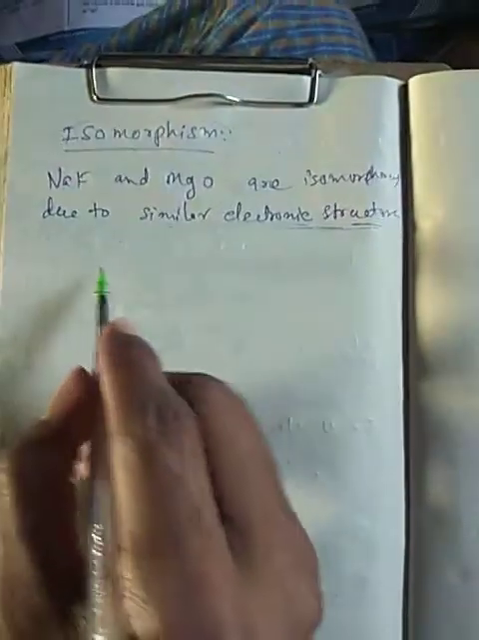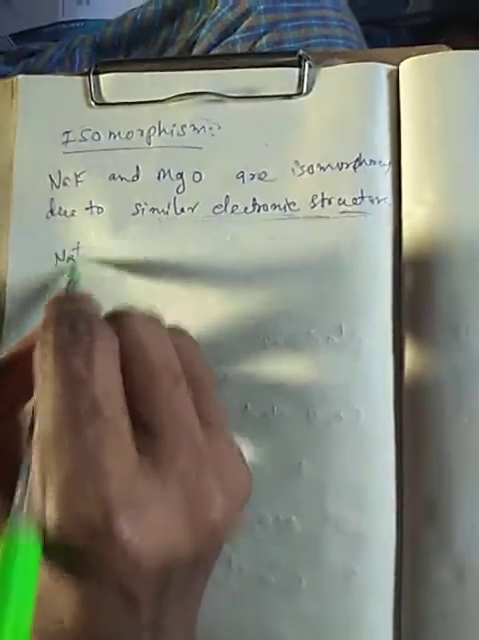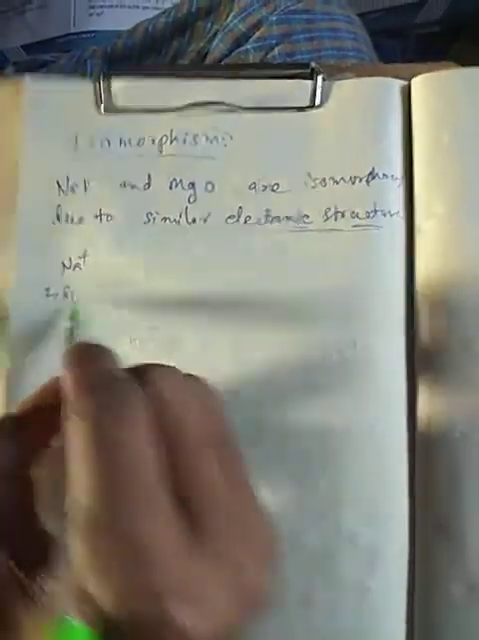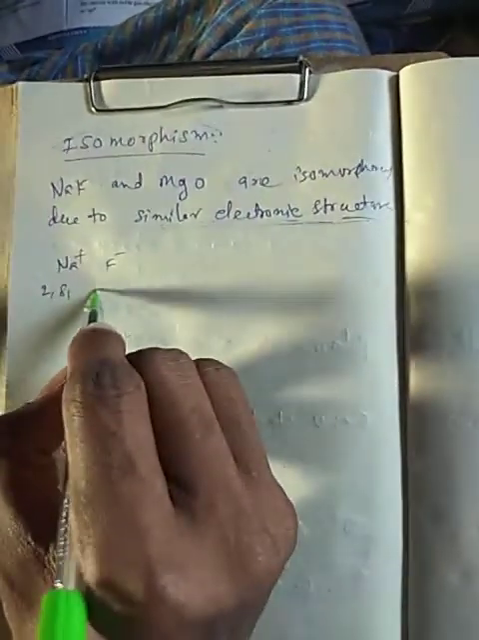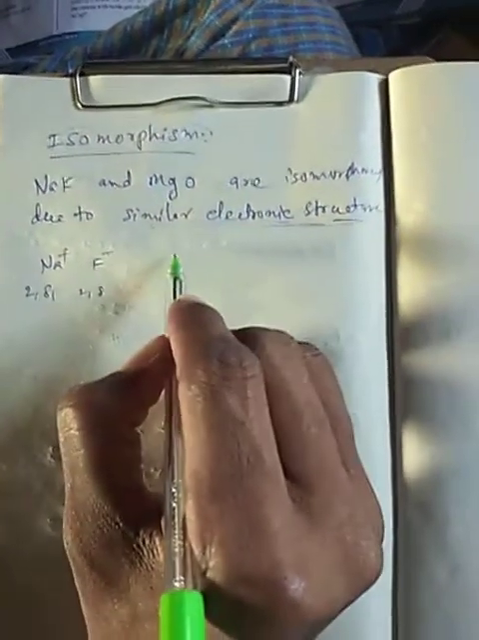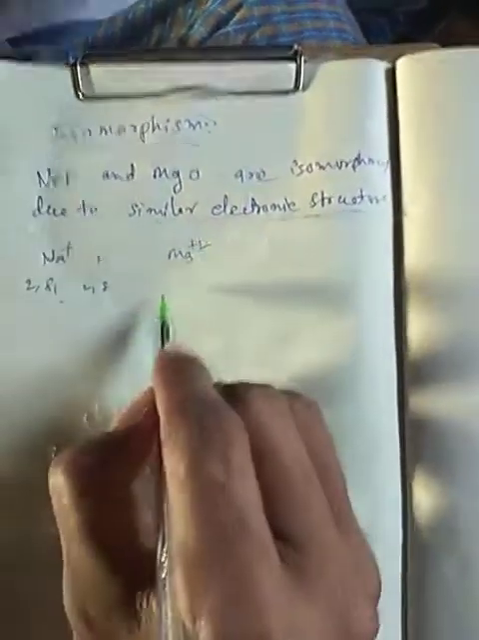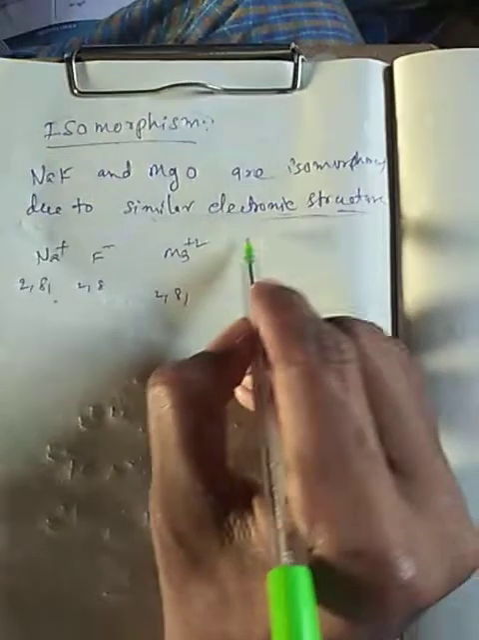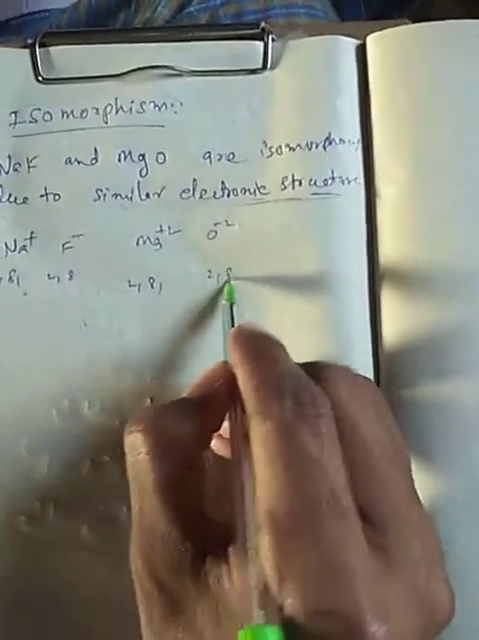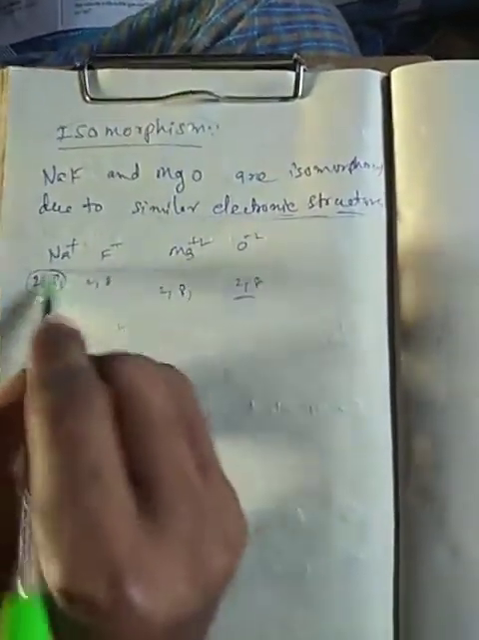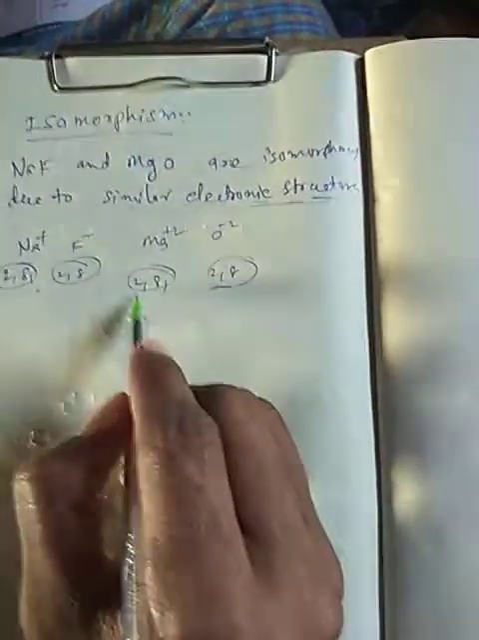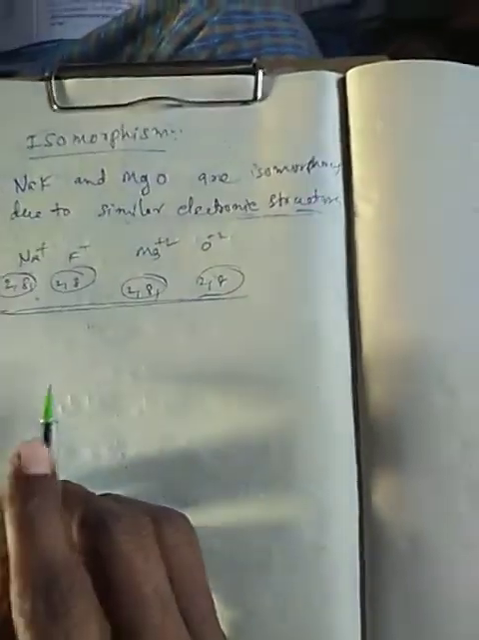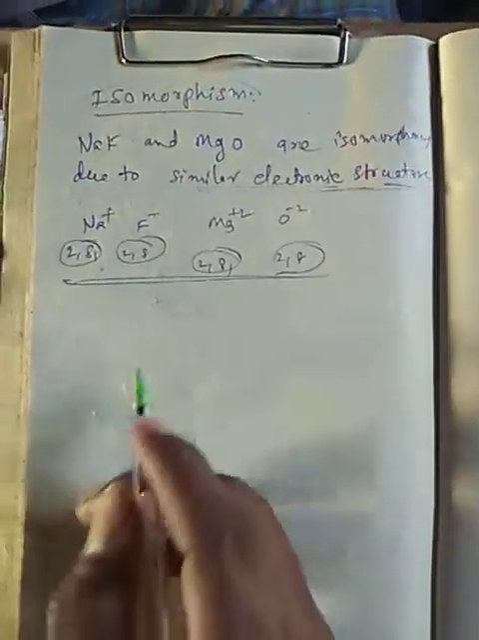Now I'm taking Na+, electron configuration 2,8. F-, it is also 2,8 by gaining an electron. Mg2+ is also 2,8, and O2-, it is also 2,8. These all have similar electronic structures. These are called isomorphous.